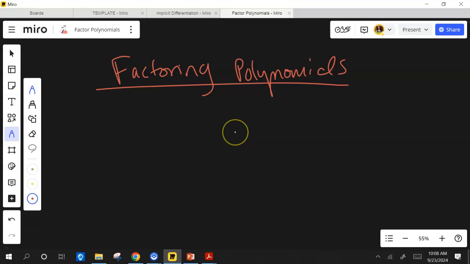All right. What times itself 3 times? What can you multiply together 3 times and get 8x cubed? 2x. Everybody understand where that number's coming from? What can you multiply by itself 3 times and get 343? 7.